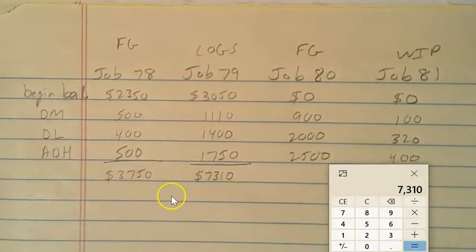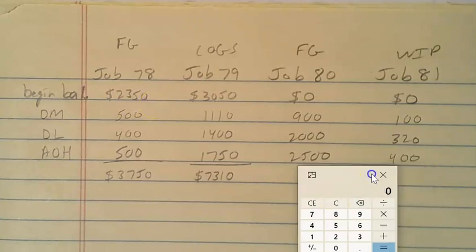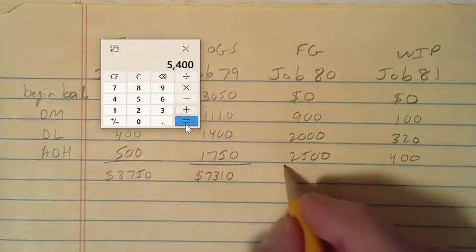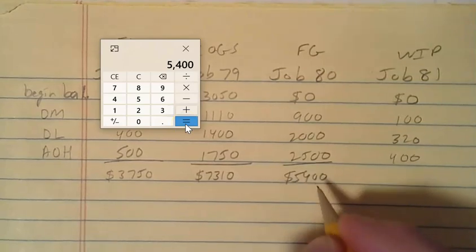So just real briefly, this 2350 and this 3050, if you don't remember from the slide, this has overhead, this has materials, this has direct labor, it has everything. Job 80, we had zero, so I'm not going to mess with that. We added direct materials of 900 plus direct labor of 2000 plus applied overhead of 2500 all in the month of June. Gives us a total balance of $5,400.